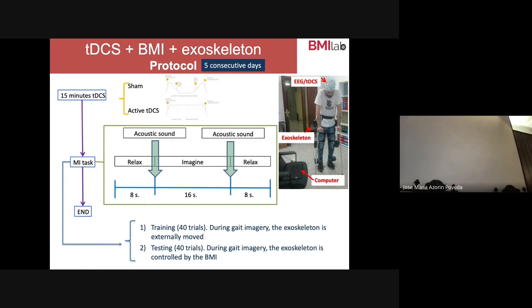Well, after the training, I mean, after adjusting the classifier for each person, the person did the testing. The testing is quite similar, but there is an important difference: in this case, during the imagination, the exoskeleton is only moved if the BCI is detecting that the person is actually thinking about moving his or her leg. This protocol was followed for each person during 5 consecutive days, in order to check if there is some improvement during the days, and to be sure that the person has trained enough for using the system.